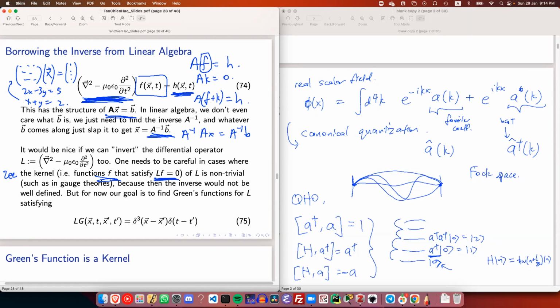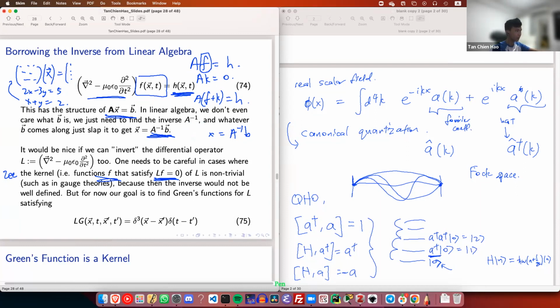Yeah, it does. So if you apply A inverse on both sides, you must apply it on the left-hand side because matrices might not commute, right? Then A inverse A gives you the identity matrix, and that solves for x. So now the goal is we want to find something akin to the inverse of this differential operator. But what does that even mean? That's known as the Green's function.